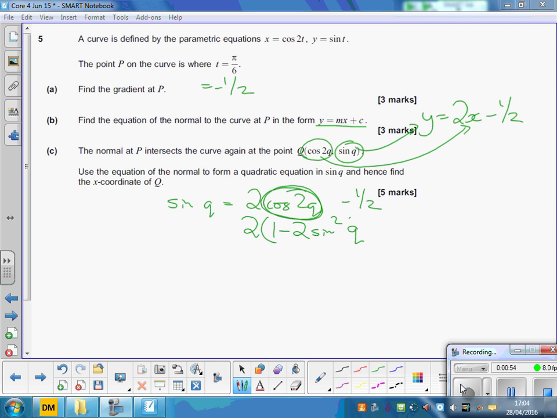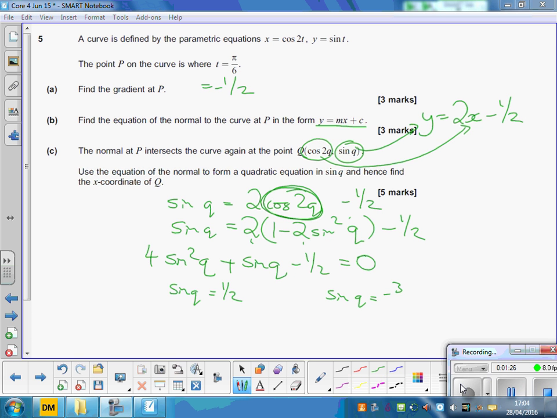That's 1 minus 2 sine squared q. And there were 2 of those. Well, now everything's in terms of sine, and it was just a case of dragging it all over to one side. It was 2 times 2 there, so I've got 4 sine squared q's here. I've also got that sine q there, and altogether I can take away a half on this side here, equals 0. Times it by 2 if you want to make it nice, or you could just use the calculators to find out. The 2 answers for that are sine q equals a half and sine q equals minus 3/4.